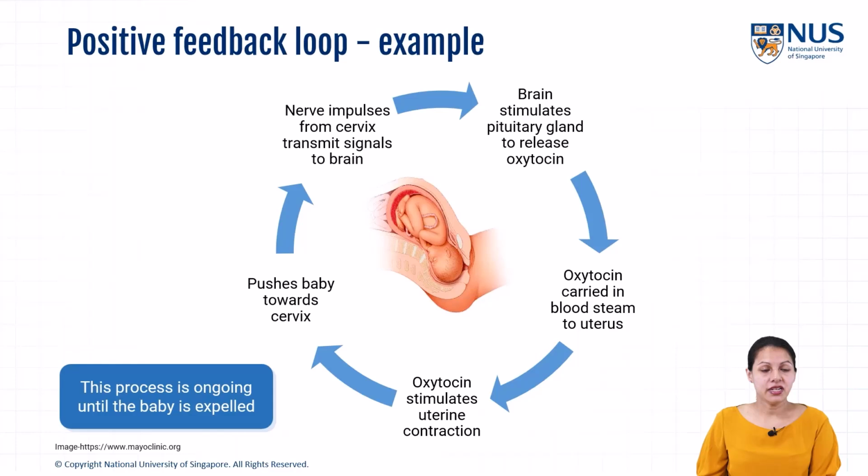So there will be release of more oxytocin, and the contractions of the uterus and the pushing effect of the muscle will be more and more. So this process will be ongoing until the baby is expelled. So this is how a positive feedback loop occurs and operates. It facilitates the change in the same direction.